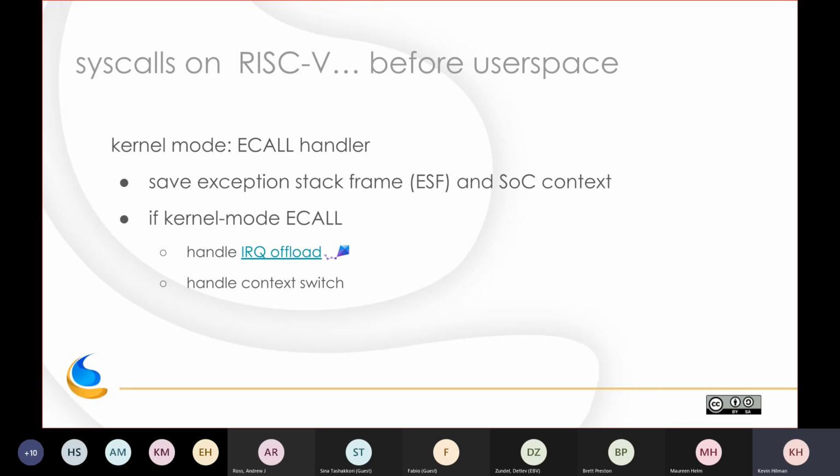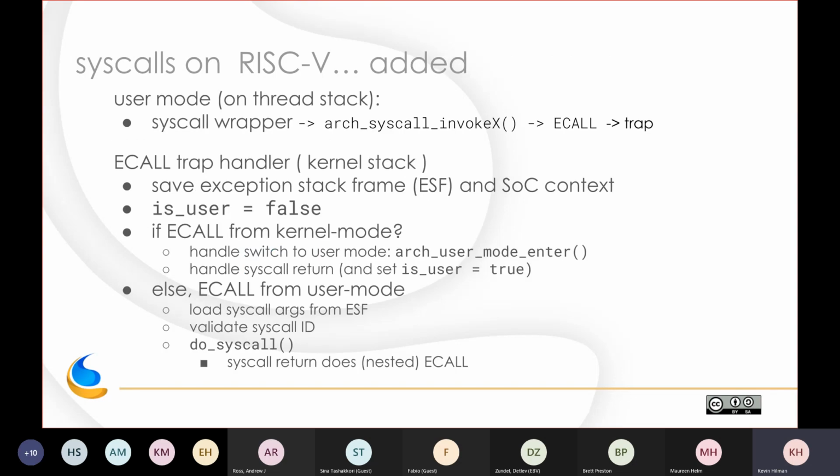So this is what the syscall handler and the eCall trap handler looked like before we started this work, and now this is all the stuff that we had to add for user space. This is quite an oversimplification, but it gives the idea of all the stuff that we had to add to get the syscalls working from user space.